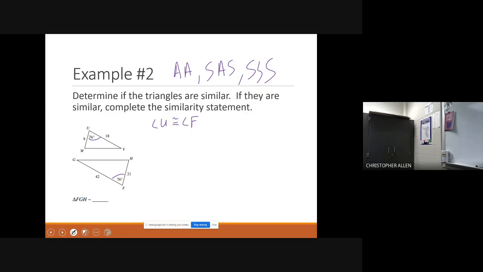Now guys, just using common sense, since I just said that I have an angle congruent to an angle, am I going to be using SSS in this one? If you guys don't mind, I'm just going to cross that off the list. That's probably not what I'm going to use here. It's probably going to be either AA or SAS. Do we know any other angles?